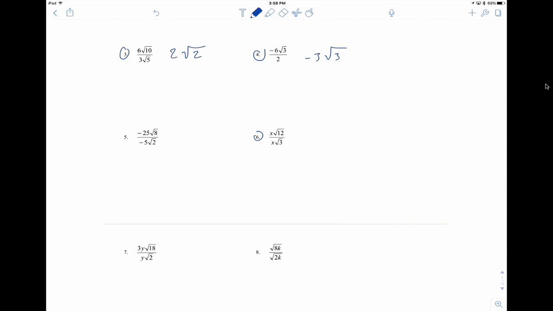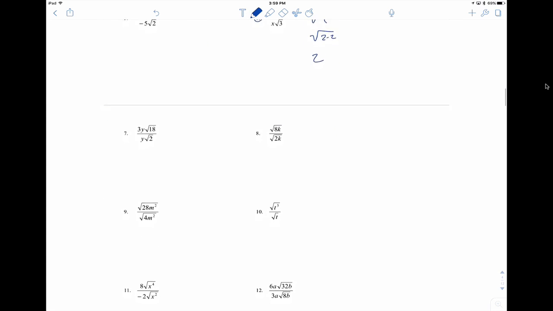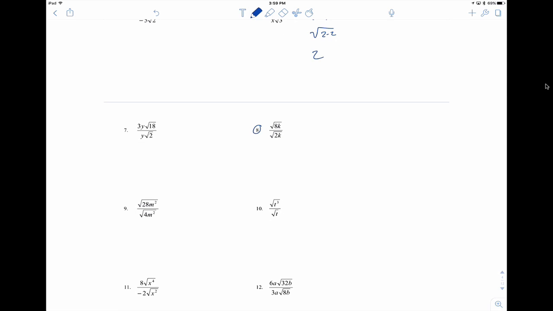Well, how many times does x go into x? 1. So it's just the root part, the radical part. So we've got 4, and the square root of 4 is 2. And let's see, 8. So how many times does 2k go into 8k? 4 times. So the answer to that one is also 2.